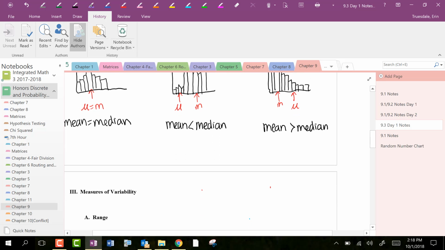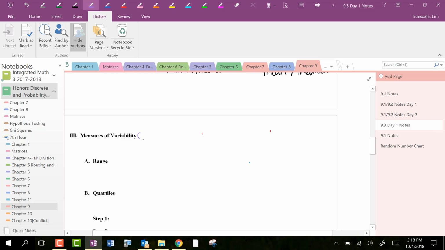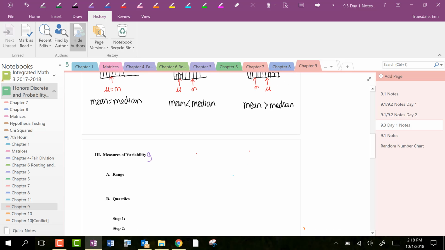Then we get into measures of variability. Measures of variability give info about how the data varies from the center. Measures of central tendency tell us how we find the center of this data, but it's also important to find the measures of variability.